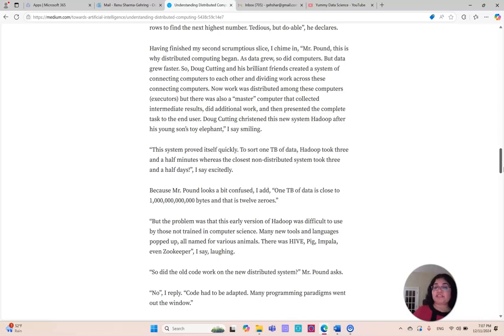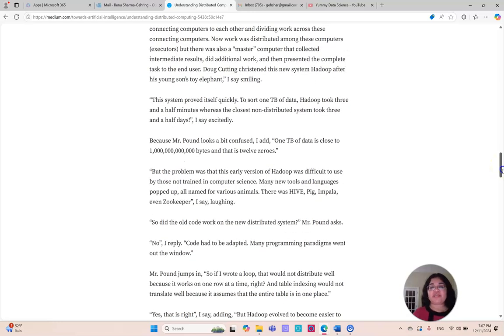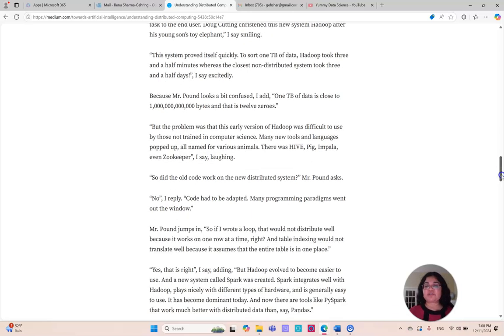But the problem was that this early version of Hadoop was difficult to use by those not trained in computer science. Many new tools and languages popped up, all named for various animals. There was Hive, Pig, Impala, even ZooKeeper, I say, laughing. "So the old code worked on the new distributed system?" Mr. Pound asks. "No," I reply. Code had to be adapted. Many programming paradigms went out the window.